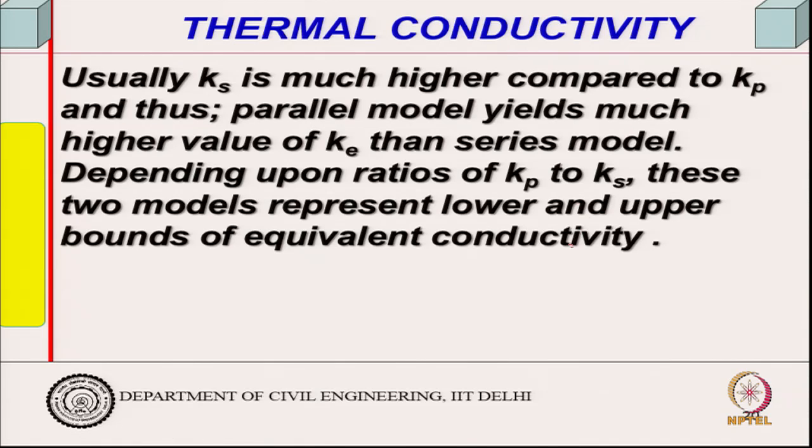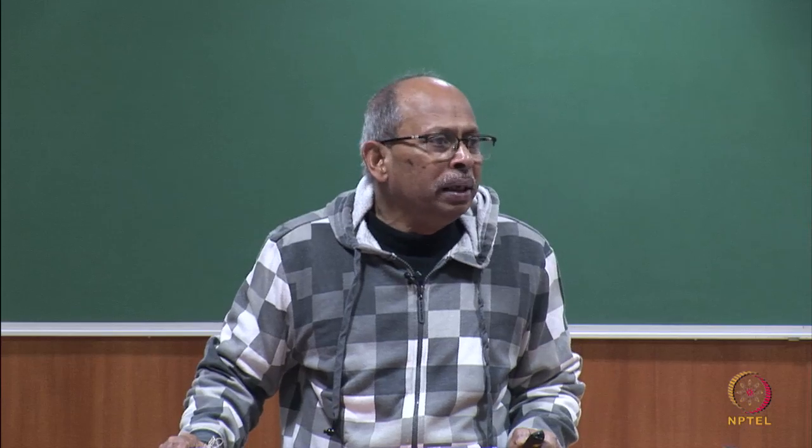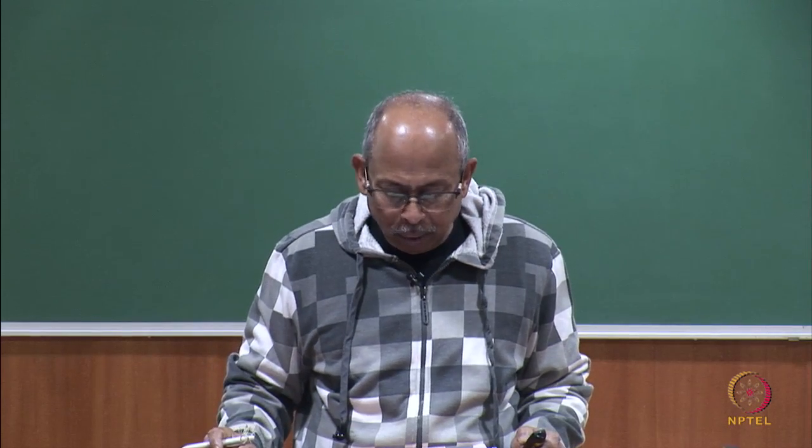So, this is what it is. Kp is very small, therefore the parallel model yields a much higher value of Ke and the series model a much smaller value, depending upon the ratio of Kp by Ks. These two models represent the lower and upper bound of conductivity, because a material will be neither parallel nor series, but they are the upper bound and lower bound.